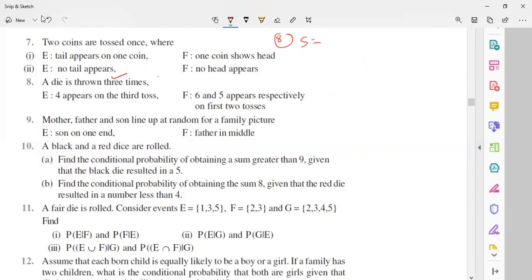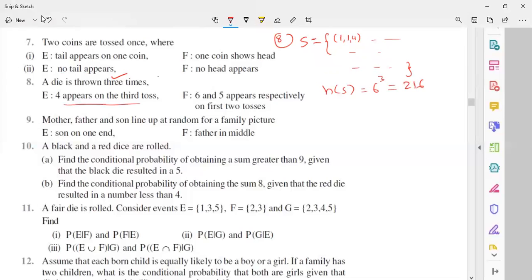A die is thrown 3 times. So 3 times it will be a very big sample space, but you have to write 1, 1, 4, and like this you have to write all possible outcomes. 3 dice are thrown, so 6 into 6 into 6, n(S) will be 6 raised to power 3, that is 216. Sample space writing is difficult.